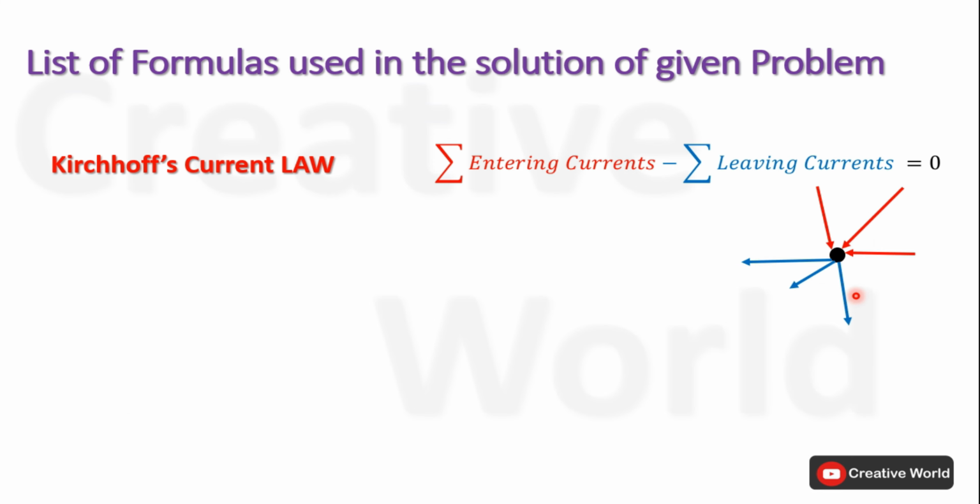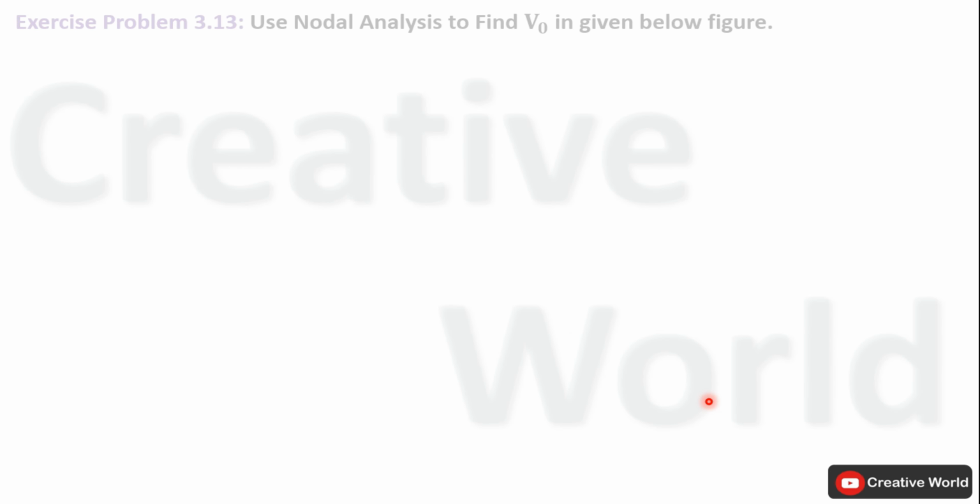We also will be using Ohm's law. According to this law, the voltage across any resistance R is the product of the current through it and the value of the resistance itself. Now let's move towards the problem.